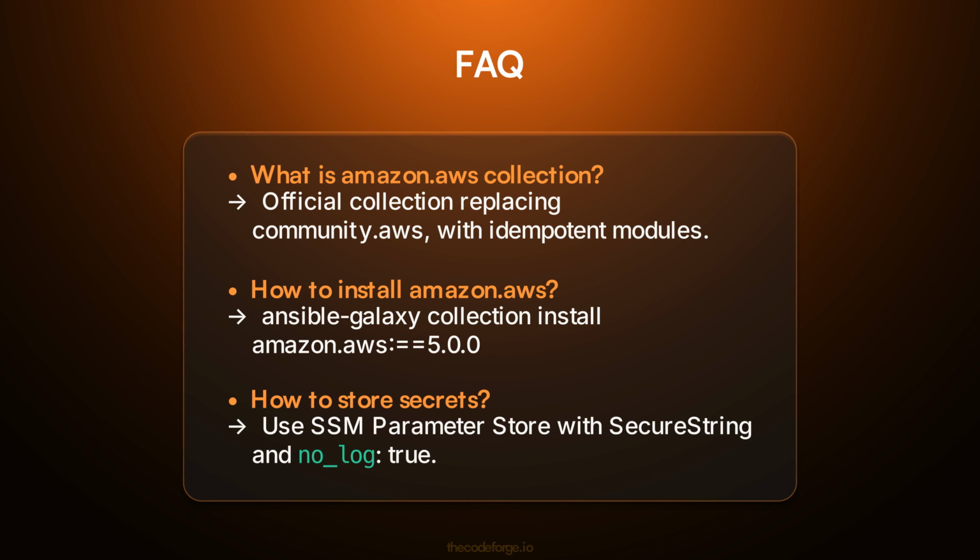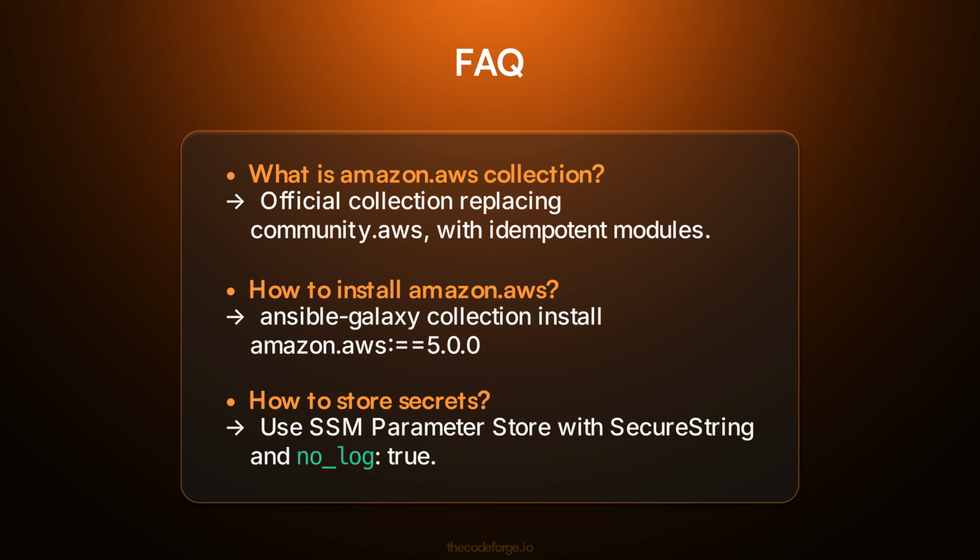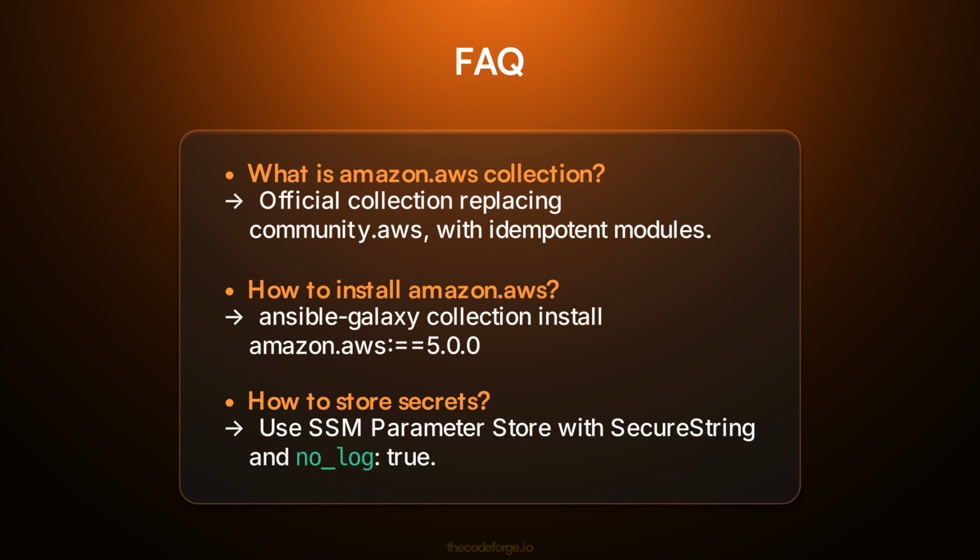And a few frequently asked questions. What is the Amazon Web Services collection? The official collection replacing community Amazon Web Services with idempotent modules. How to install Amazon Web Services? ansible-galaxy collection install amazon.aws==5.0.0. How to store secrets? Use Systems Manager Parameter Store with secure string and no_log true.